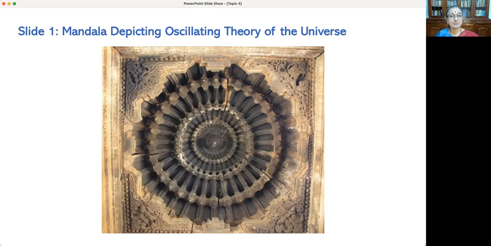When the mandala is observed from the outer circle to the inner core, it depicts the involuting process of the oscillating universe theory. The space and matter diminish back to a high density zone and merge with the primordial energy. We will now explore slide 2.